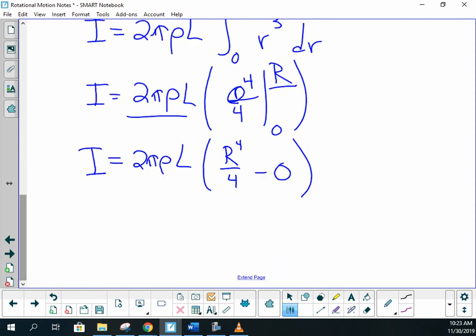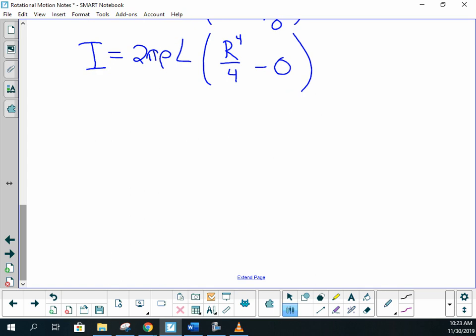All right, so we take a look at this. We simplify down a little bit, and we've got our moment of inertia is equal to, we've got our 2 here, which will cancel out with this and leave that as 2. So we've got pi rho L R to the 4th, over 2.